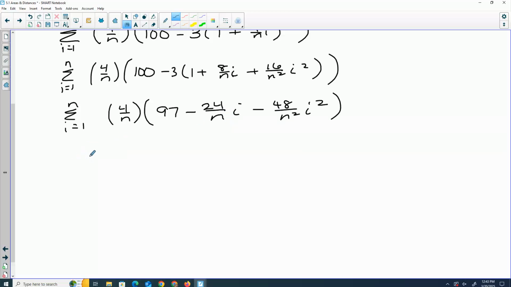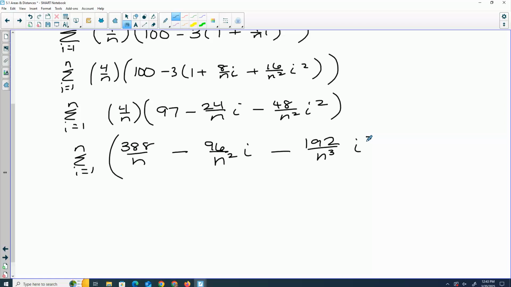Do you want to go ahead and distribute that 4 over n? 97 times 4 is 388 over n, minus 96 over n squared times i, minus 192 over n cubed times i squared. Now we break it up. Now we can do our summations. So I can add up each of these terms.